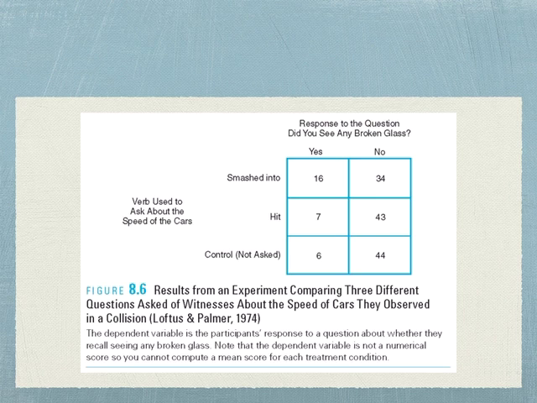And then what I can do is use the chi-squared goodness of fit test, remember, to compare the control condition, the hit condition, to the smashed into condition, and see if there's a difference between those 3 based on their yes-no responses. So again, you cannot do a t-test or an ANOVA with non-numerical data. You're going to need to use a different statistical method.